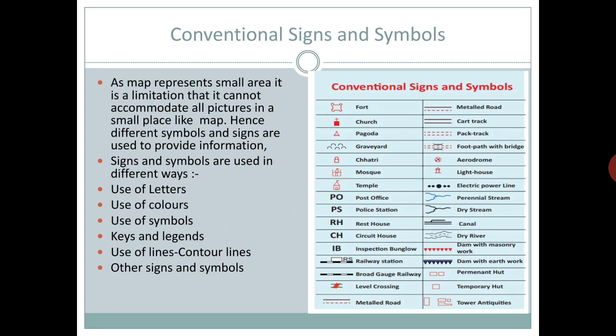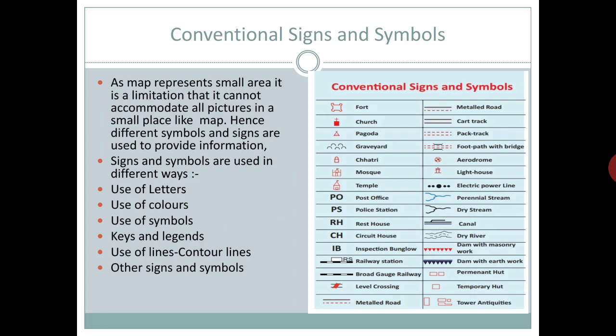So with very small signs and symbols it is represented on a map. A map represents a small area. It is a limitation that it cannot accommodate all features in a small place. So different symbols and signs are used to provide information. Suppose PO is there, then it is post office.